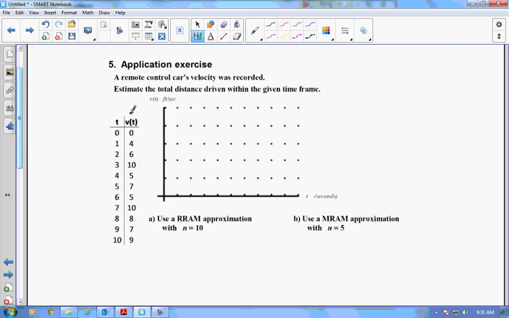So on A, with n equals 10, our closed interval goes from 0 to 10. How wide are each of the rectangles going to be? 1. And so you could even draw those. You might want to just go through and plot the points. 0, 1. Oh, I think these are going to have to count by 2.